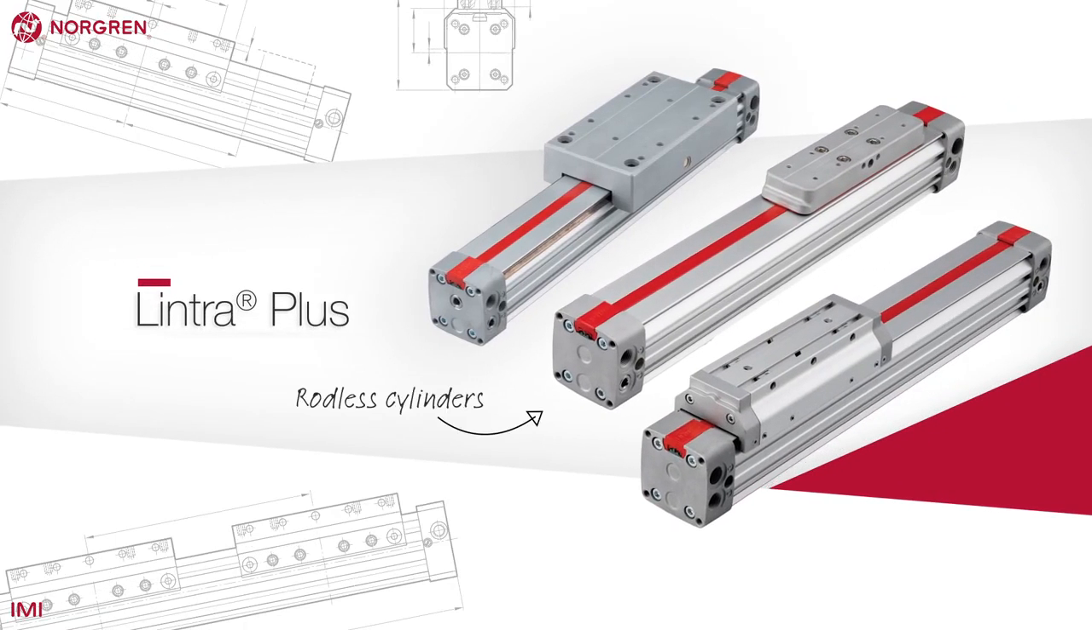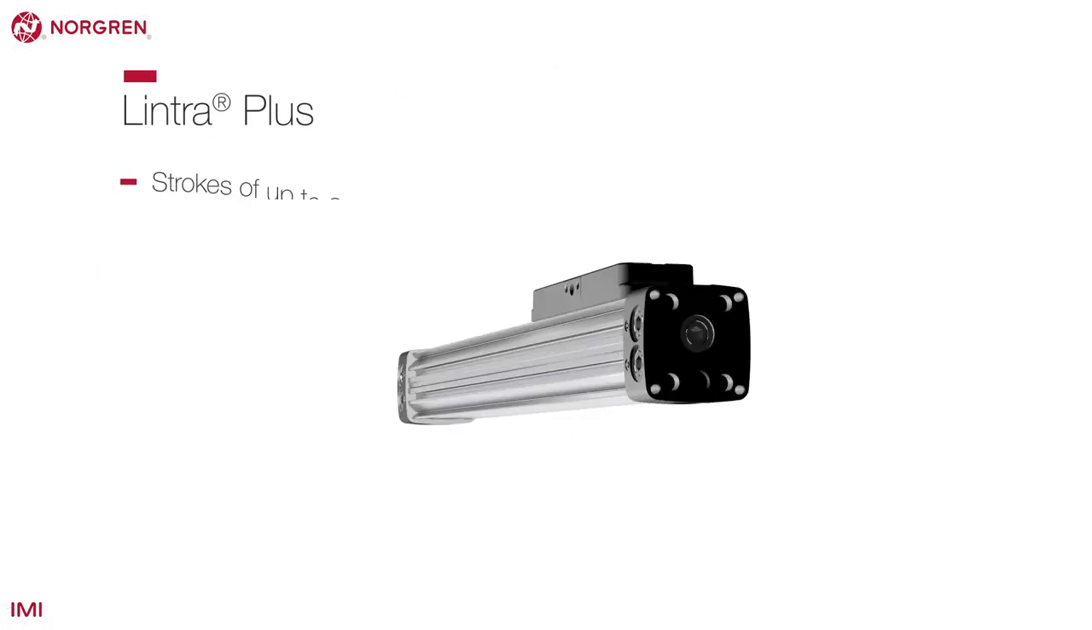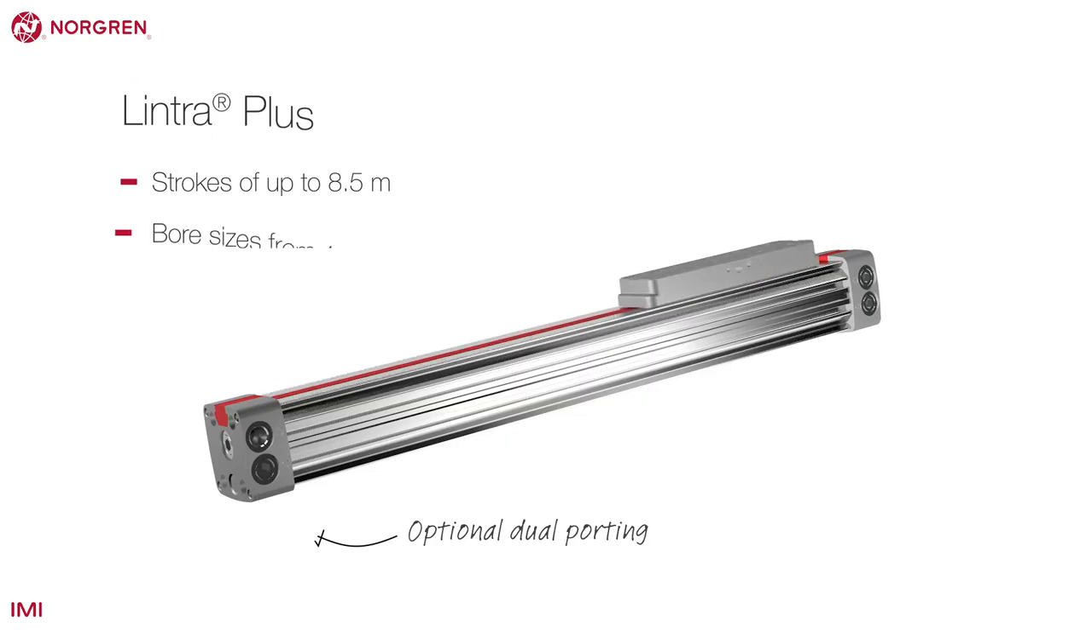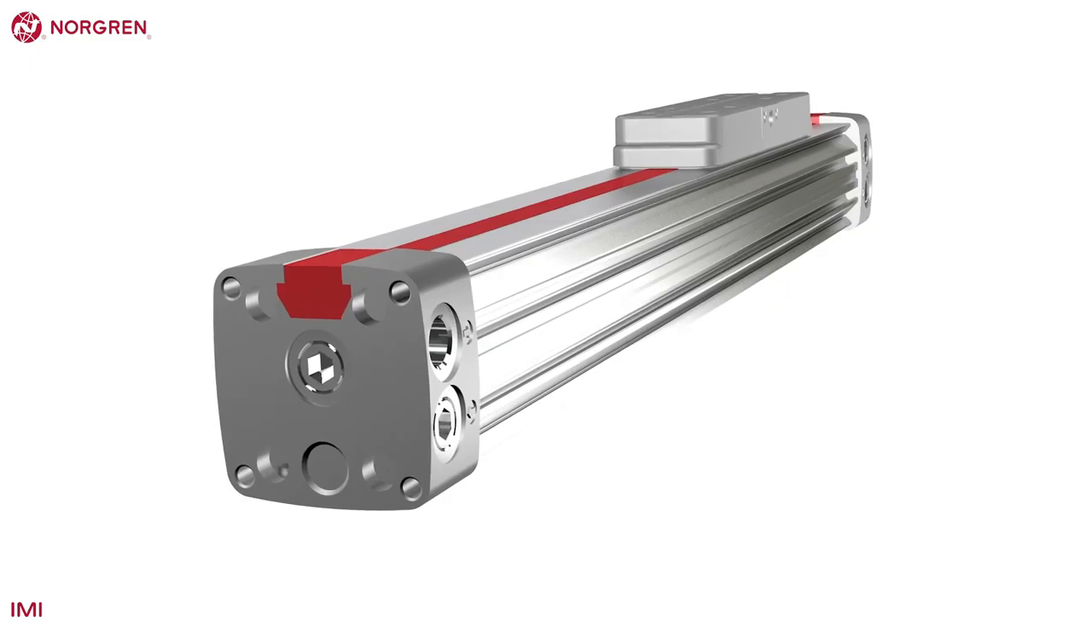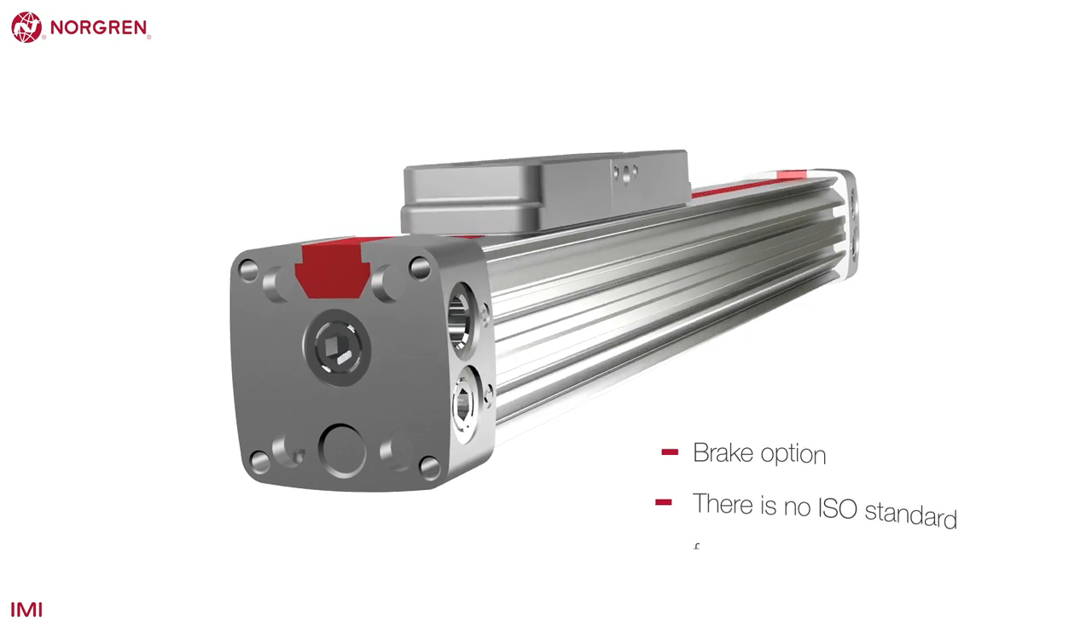Lintra Plus is Norgren's range of rodless cylinders. They are offered in strokes of up to 8.5 meters, although this does depend on the bore size, and come with optional dual porting, meaning less tubing and easier installation. Rather than a locking unit, rodless cylinders, like Lintra Plus, have a brake option. There is no ISO standard for rodless actuators.